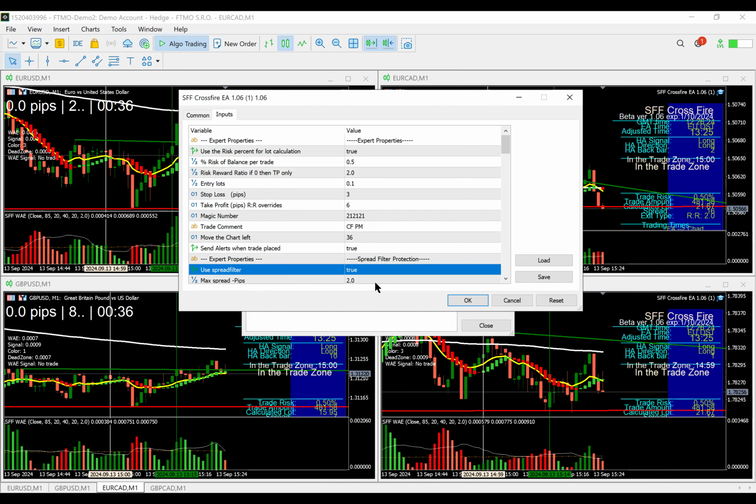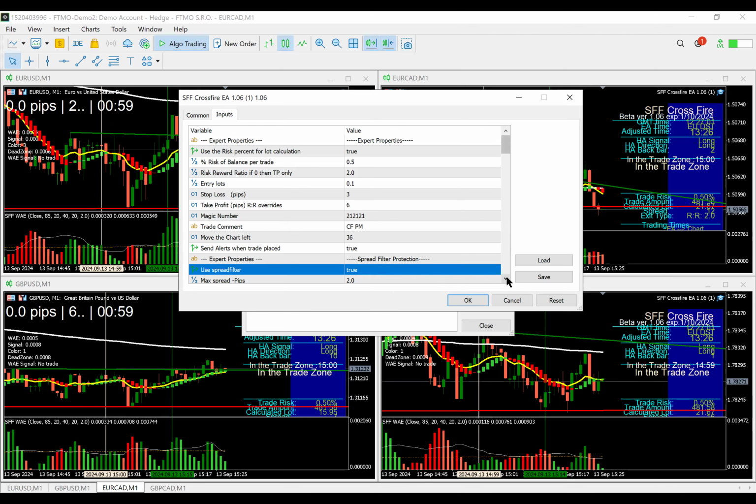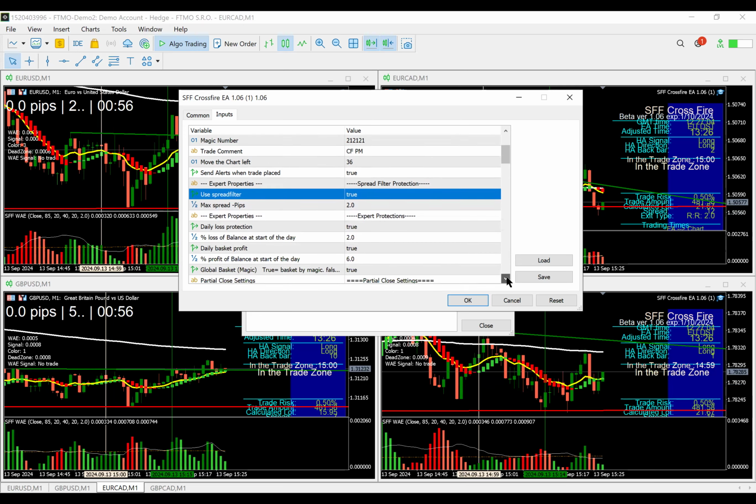quite often the New Zealand pairs, you have a spread of more than 2 pips. And this would prevent you from getting into a trade when the spread was too high. I like it at 2 pips. If I wanted to trade the New Zealand pairs, I would probably have to let it go to 3 pips, but then if you've got a stop loss of 3 pips and then your spread is another 3 pips, you're going to lose a lot of money. And you're not going to make a lot of money either, because the spread is reducing the amount of profit that you take.